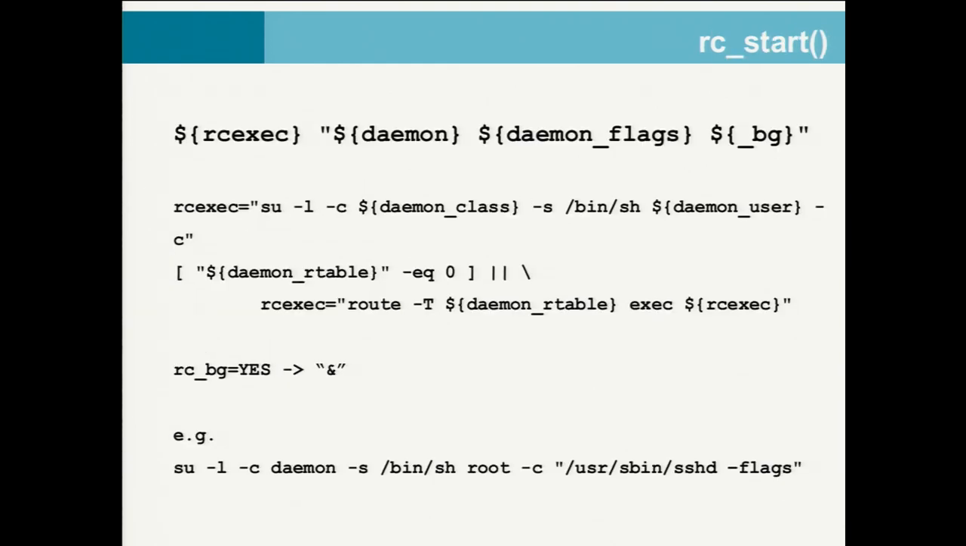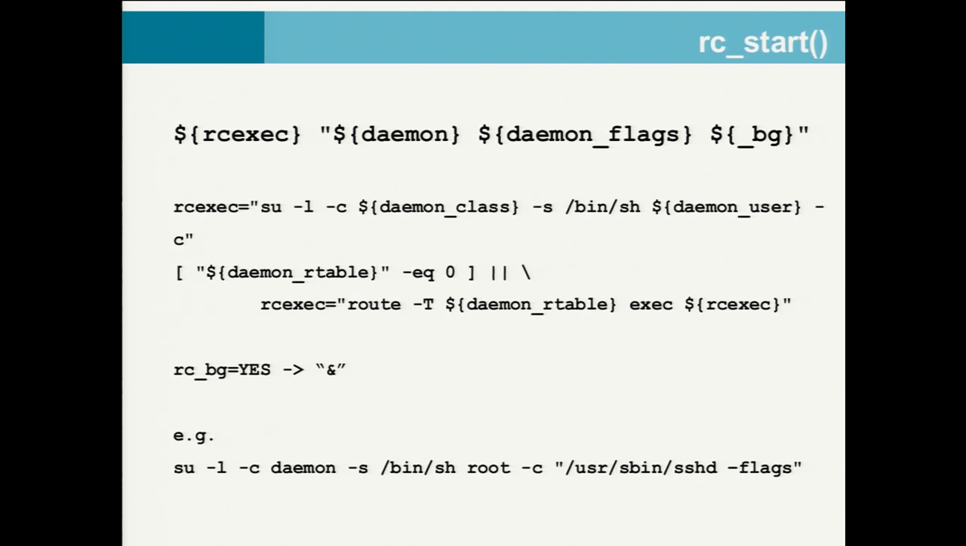So the first function that rc.subr provides is rc_start. What it does is rc_exec, daemon, daemon flags, and the bg variable. Rc_exec can be two things. It's basically the su line where you pass it your daemon class, then the shell, and the user you want to run the command as, and then the command itself. If we define a different routing table, then we prepend a call to route minus T before running the su line.